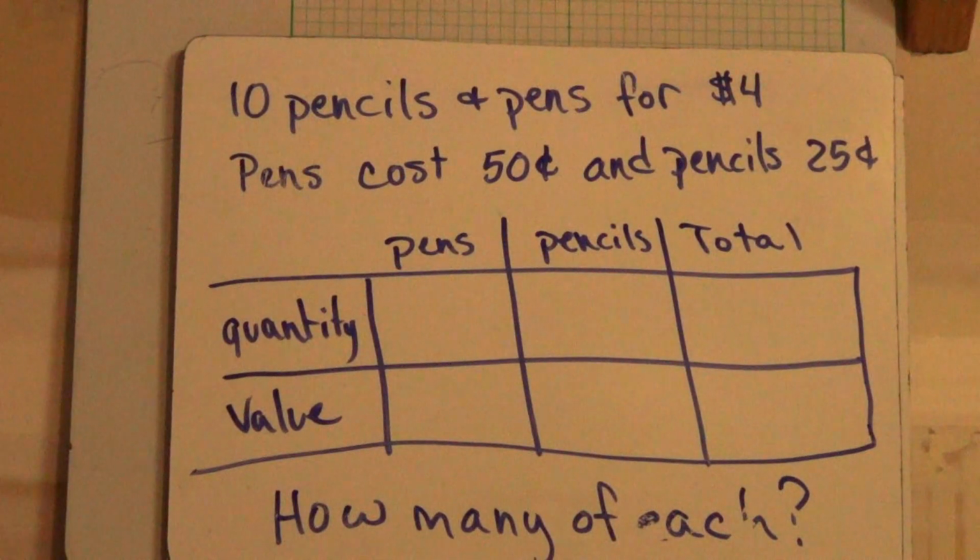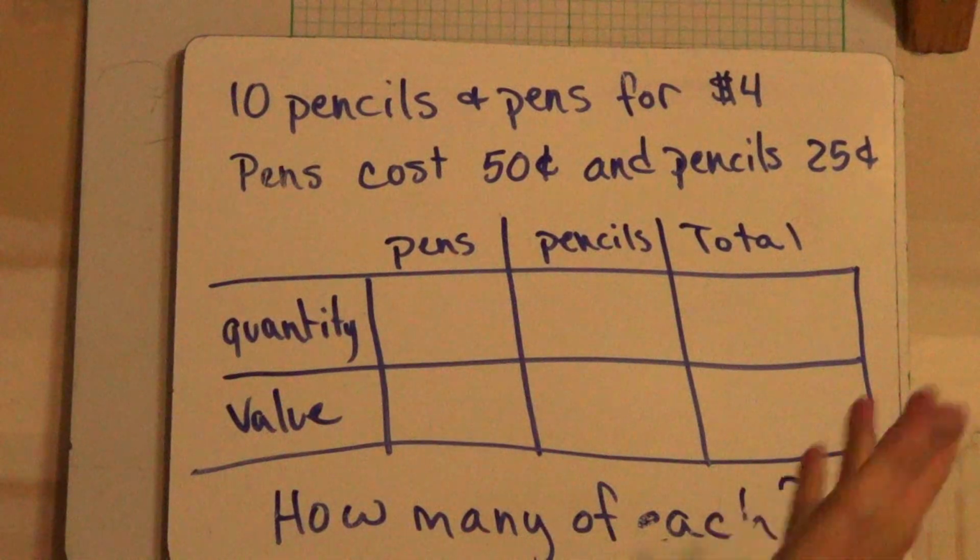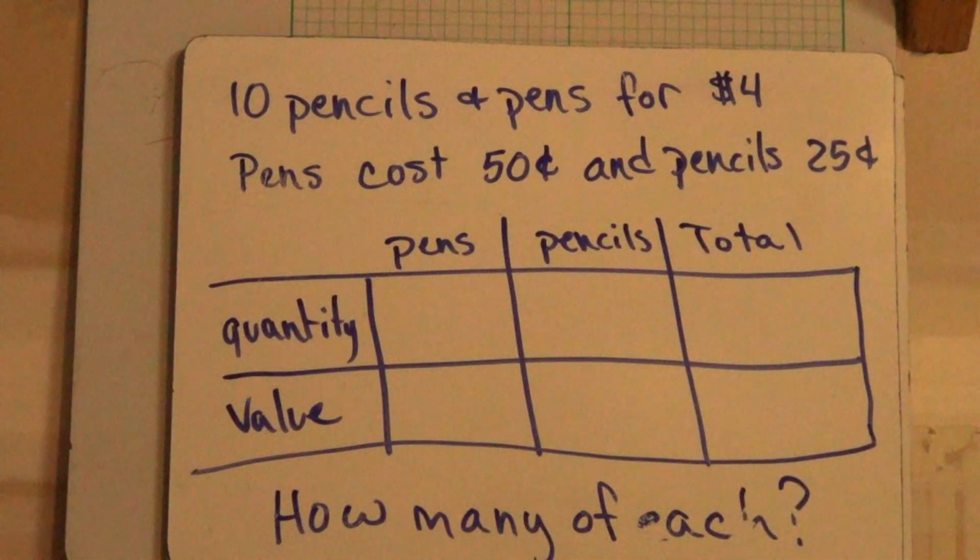Okay, so here's the scenario. I've got 10 pencils and pens that I bought for $4. The pens cost 50 cents, pencils cost 25 cents. How many of each did I buy? Well, you could do a lot of guess and check, but it's really not hard to figure it out.